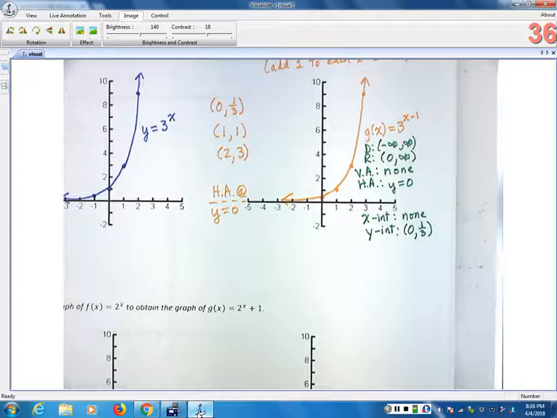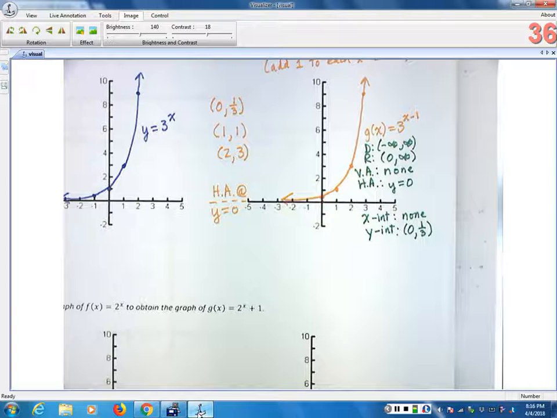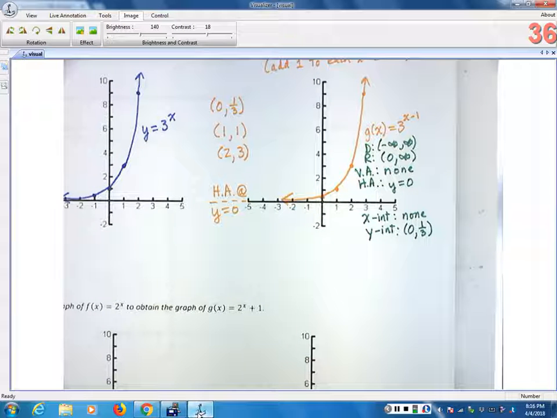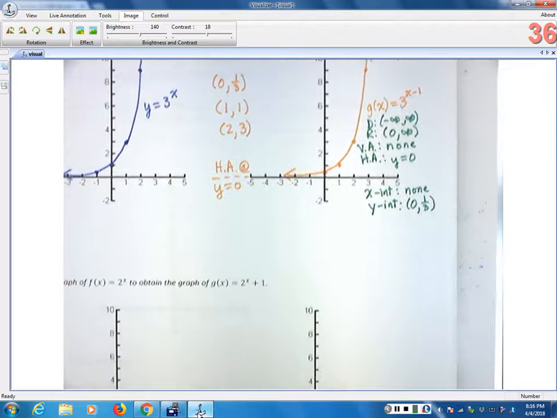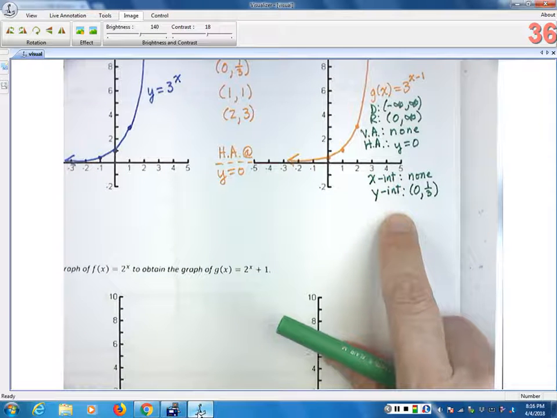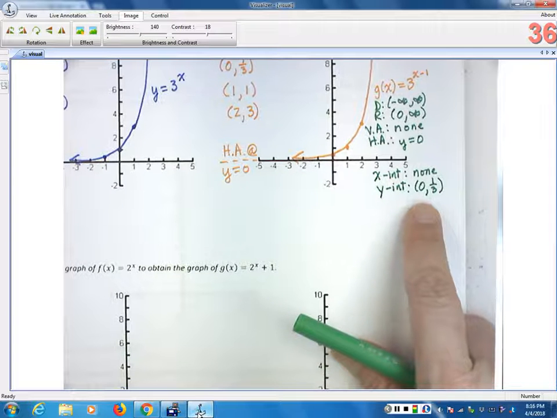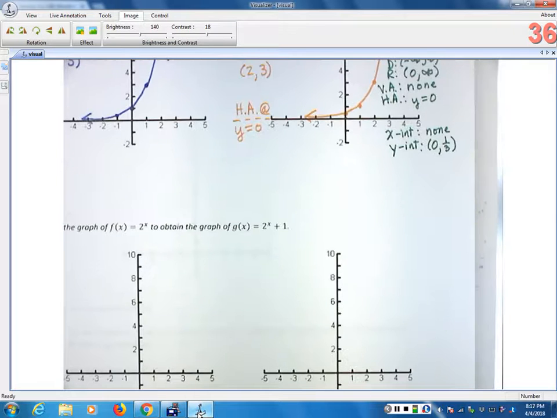Then you can pick out the domain and range, and all these exponential functions will not have a vertical asymptote. They just have a horizontal asymptote. If you shift down, however, it will have an x-intercept. And a y-intercept, they'll always go through y. All right, we'll do another example. Any questions on that? That's to help you on this problem.